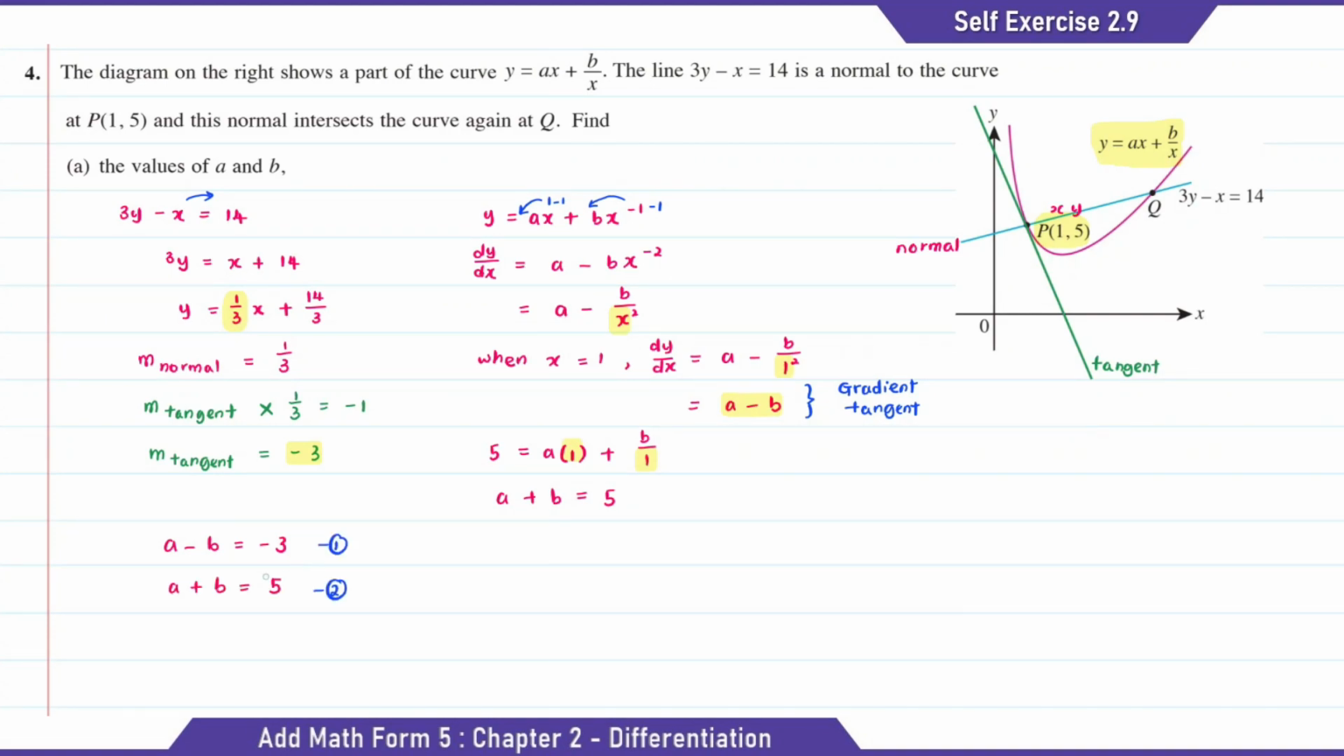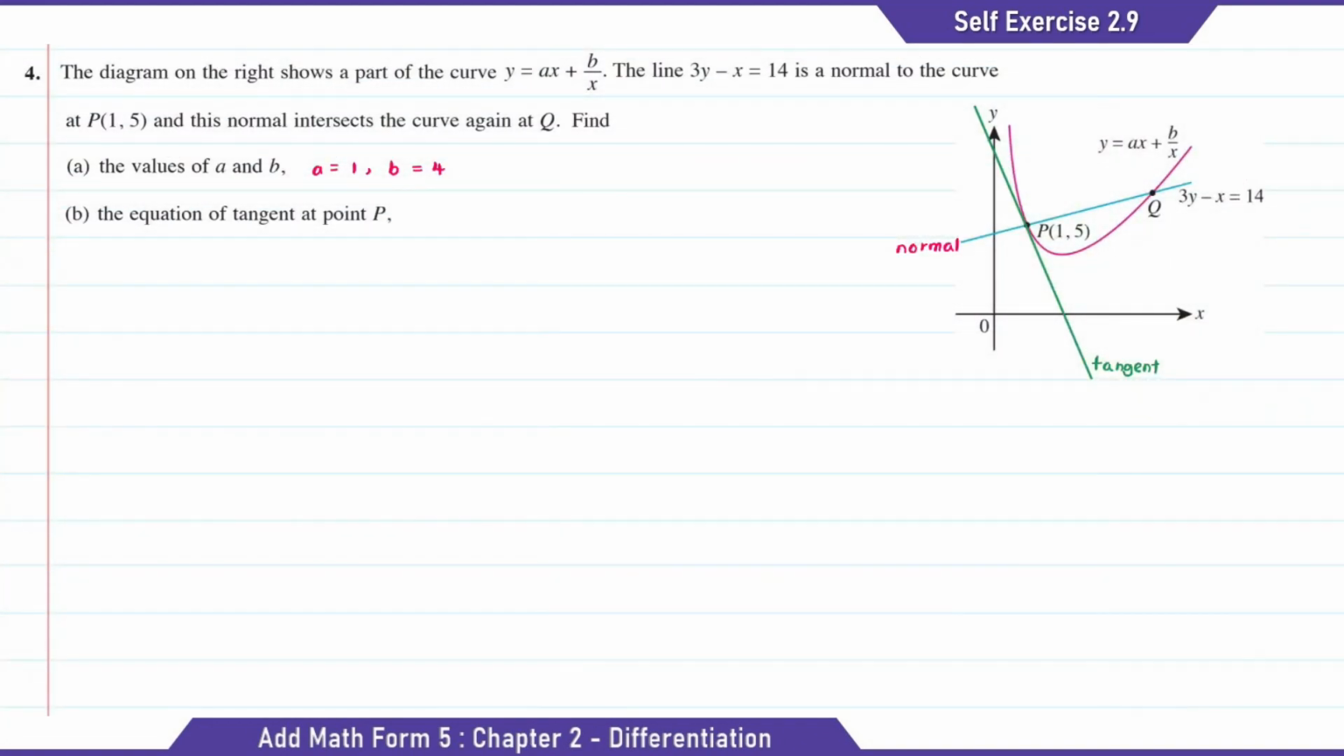Next, we're going to solve these simultaneous linear equations using the elimination method. To eliminate the a, I'm going to use equation 2 minus equation 1. So b minus negative b, we're going to get 2b equals 5 minus negative 3, which is 8. Then b equals 8 divided by 2, which is 4. To find the value of a, I'm going to substitute b equals 4 into equation 2. Then a equals 5 minus 4, then a equals 1.